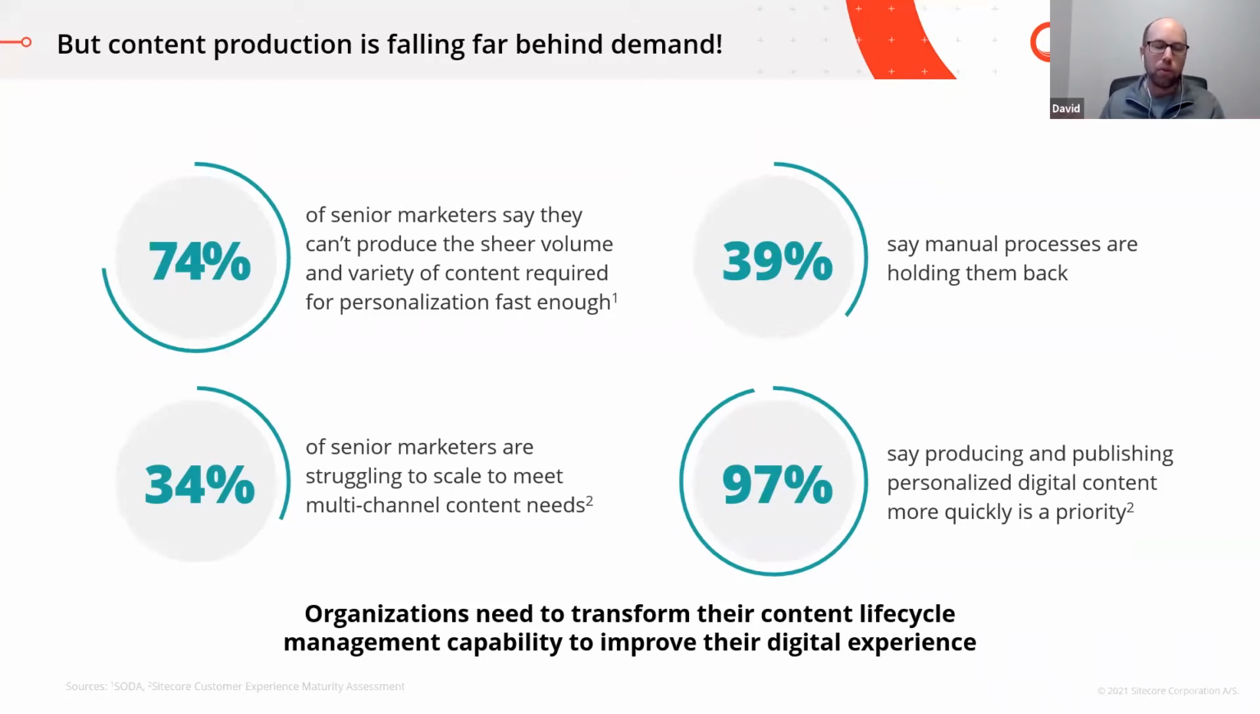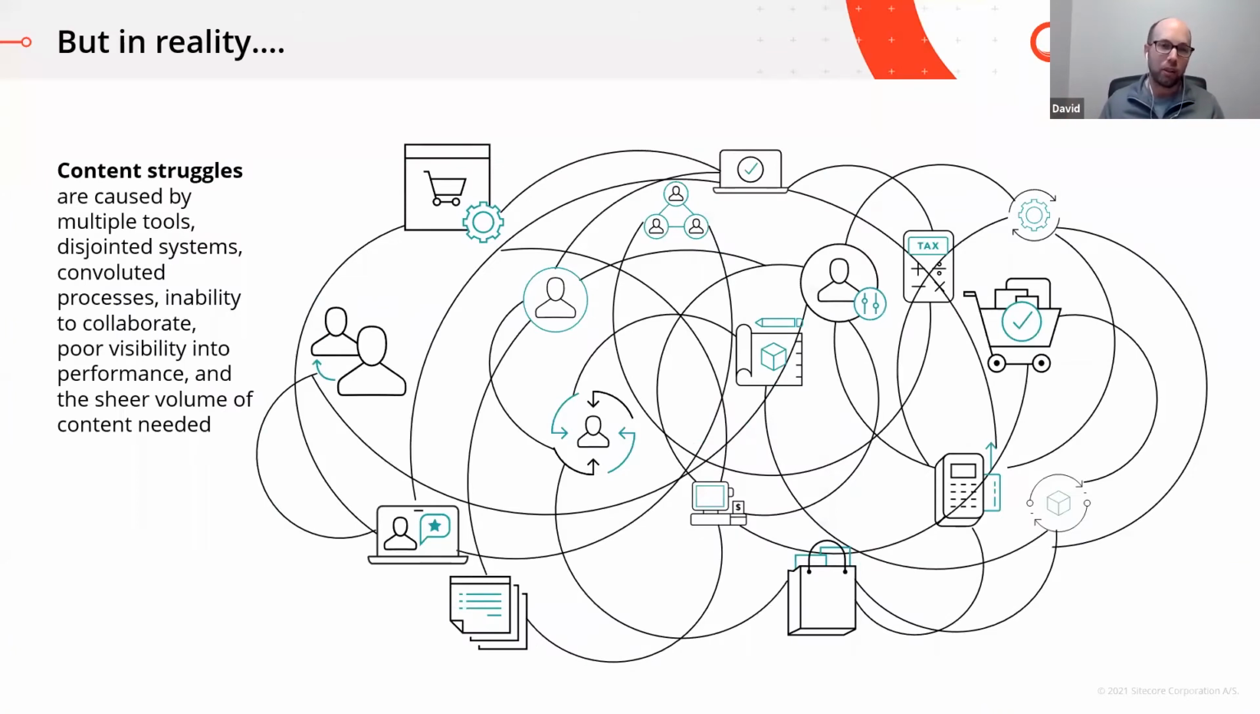So we have 2 drivers right now of needing to look at or needing to find a solution to a problem in the market much differently. One, we have the rise of consumer expectations, consistency of touch points, and then we have this internal one about content production falling far behind. And the reality is those content struggles are caused by a lot of tools, disjointed systems, and ability to collaborate. A lot of the things that I'm talking about here obviously point back to a DAM.